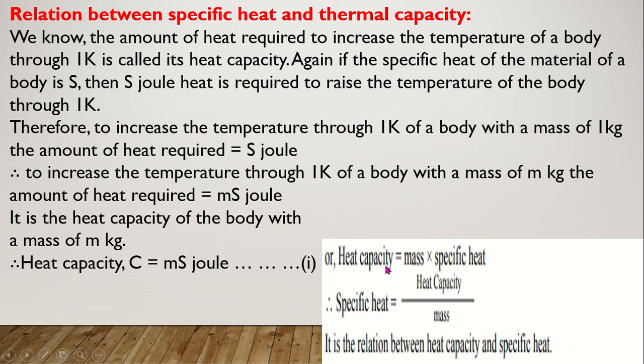So in this way this question can come, that means, explain the relation between specific heat and thermal capacity. Then you will explain that question. That may come in your B number question that carries 2 marks. In this way you can explain it.